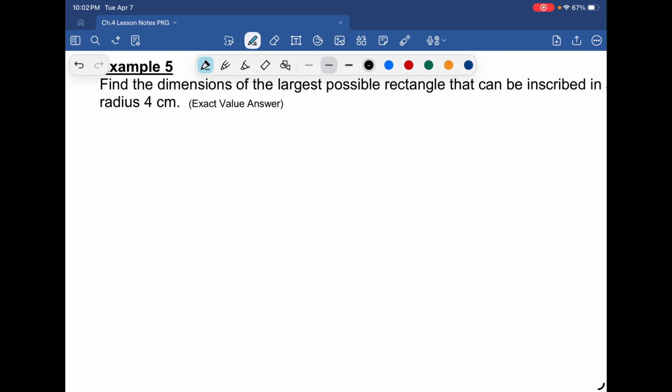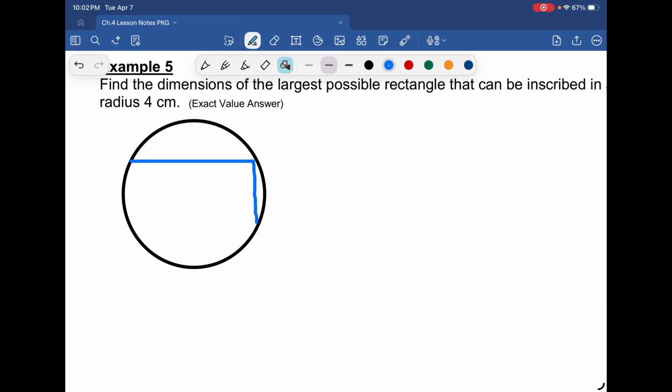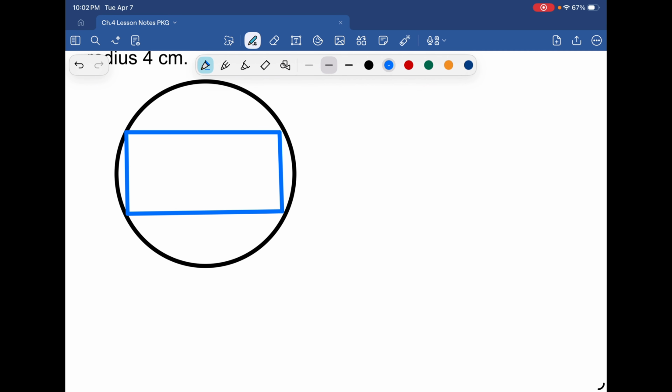So what I'm going to do right away is draw out a visual so we can see what's going on. And then I'm going to draw in our largest rectangle that might exist. So it's going to go like this, this, this, and this. There we go.